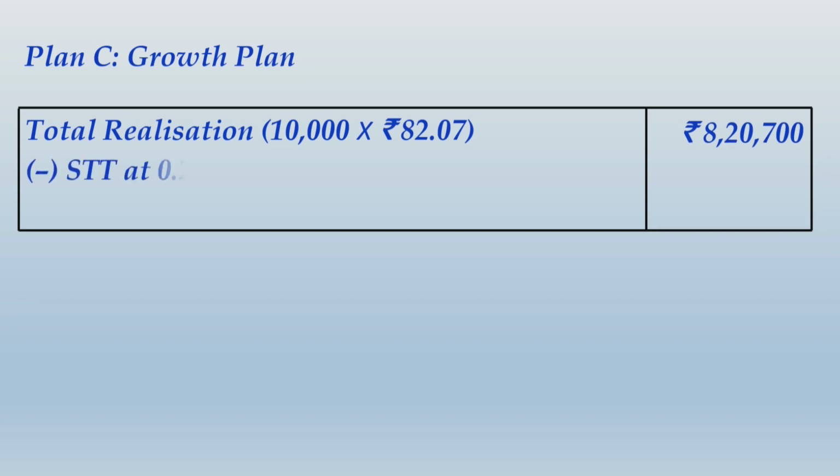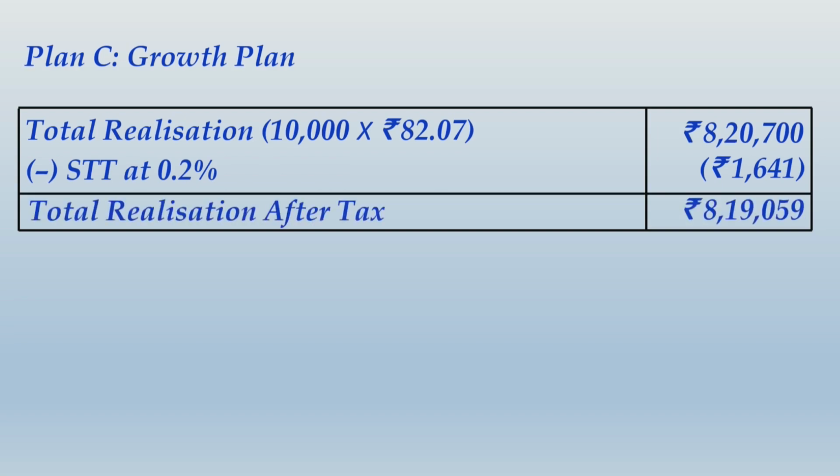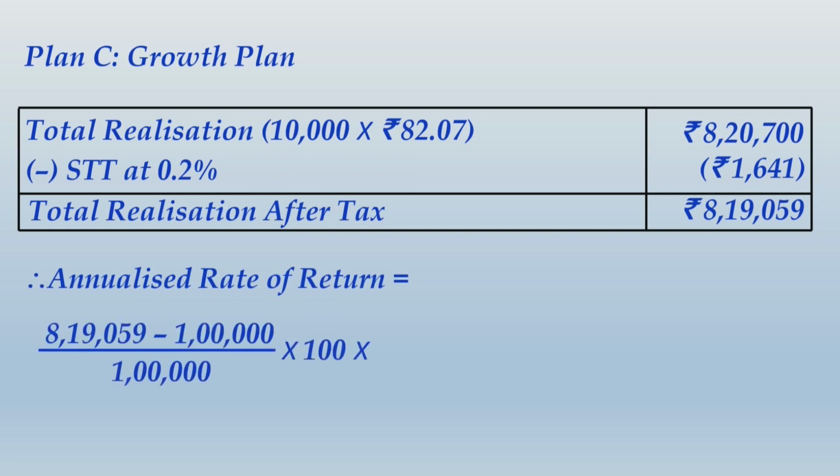So there is no question of short term capital gain. So subtract only STT and you get the realization after tax. That is of course realization after STT, and that is 8,19,059. And then simply compute the rate of return in the same style as you did for the other two plans, and the final answer over here is 69.59% per annum. So friends, take note of this calculation also, and that will be end of the solution.